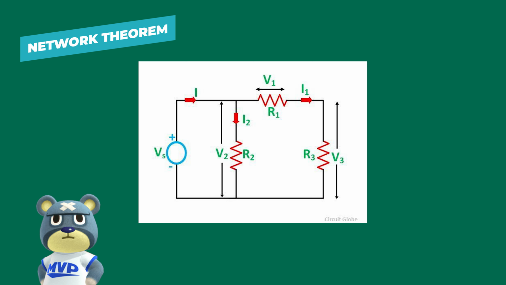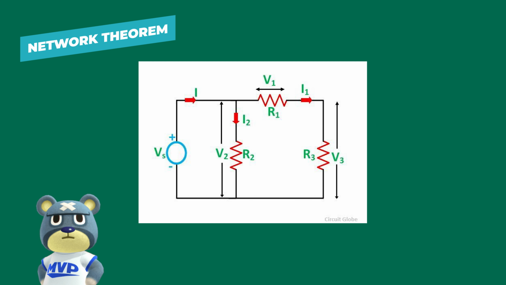To explain the substitution theorem simply, one can say that it is the replacement of one element with another equivalent element. In a network, if any element is substituted or replaced by a voltage or current source, whose voltage or current across or through that element remains unchanged from the previous network. Let us understand the theorem with the help of the circuit diagram below.